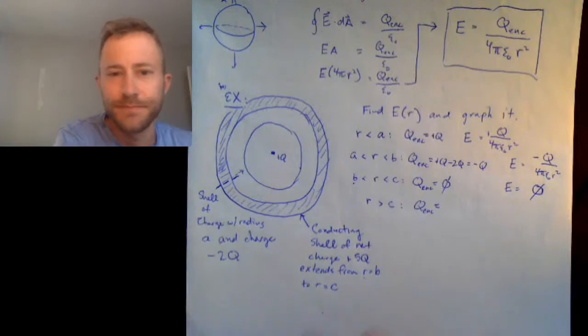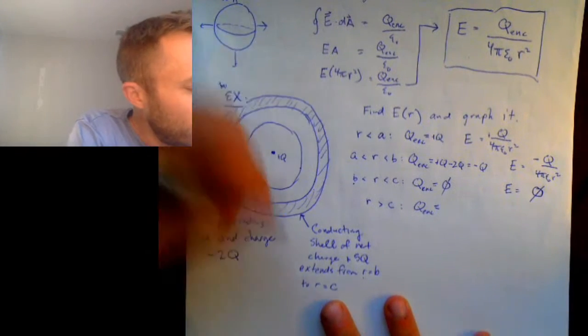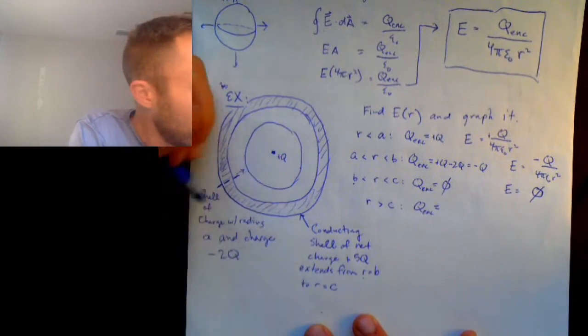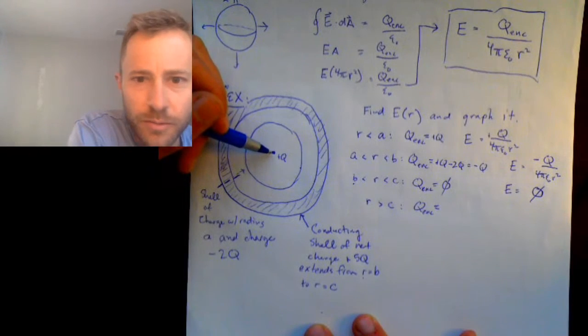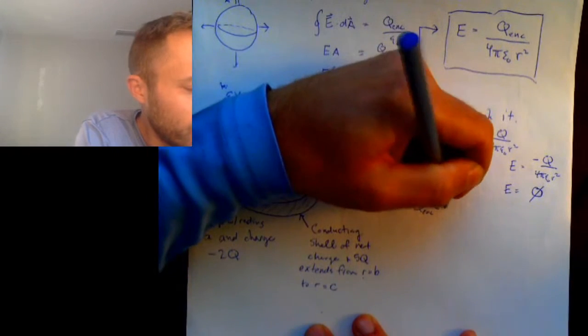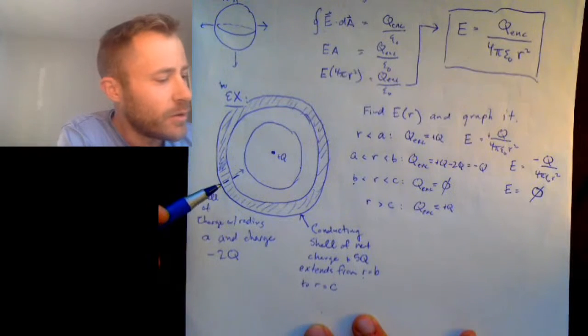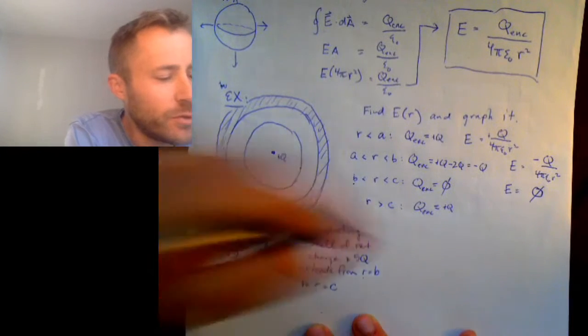All right, well, I don't have all day to wait. So you have plus Q here. It's enclosing that. You have minus 2Q.